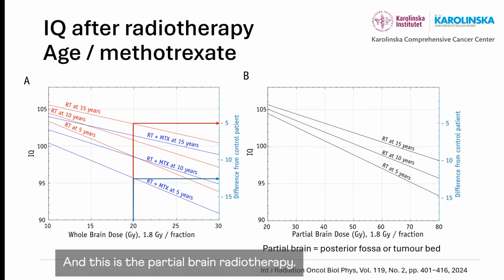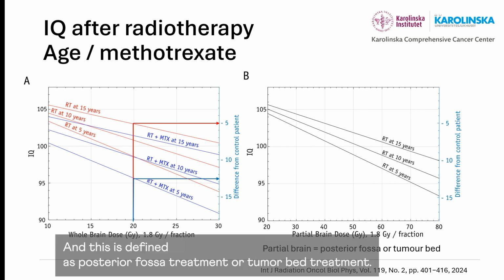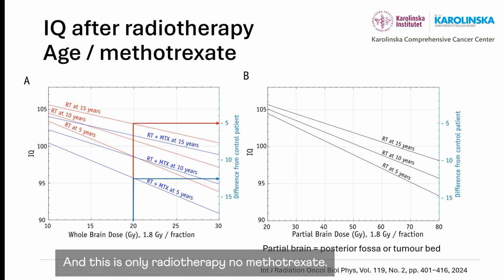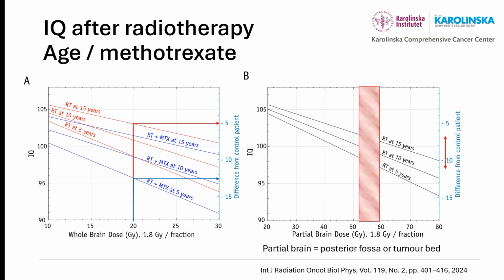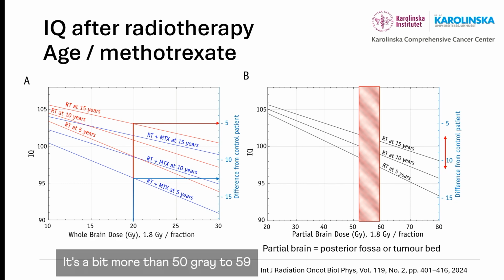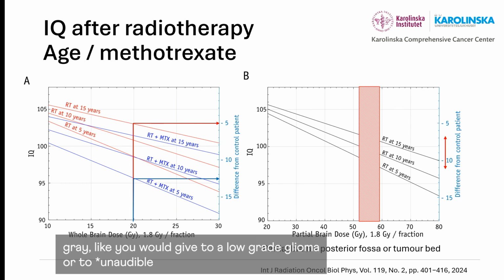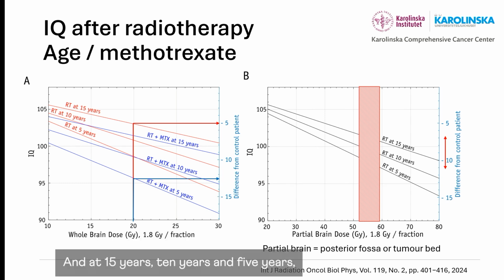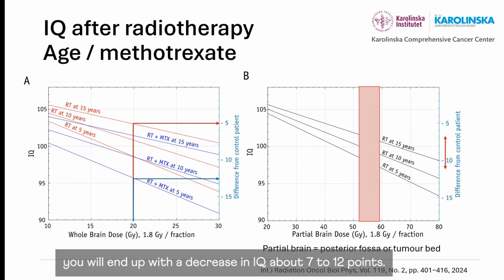And this is partial brain radiotherapy, defined as posterior fossa treatment or tumor bed treatment. And this is only radiotherapy, no methotrexate. This red bar here sort of indicates where we usually end up. It's a bit more than 50 Gray to 59 Gray, like you would give to a low-grade glioma or an ependymoma. And at 15 years, 10 years, and 5 years, you will end up with a decrease in IQ of about 7 to 12 points.